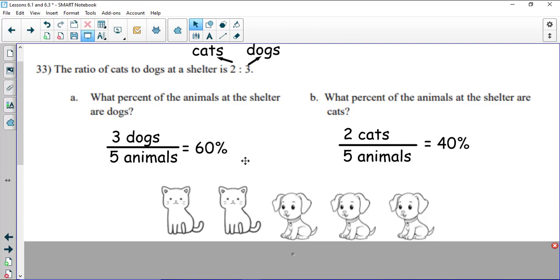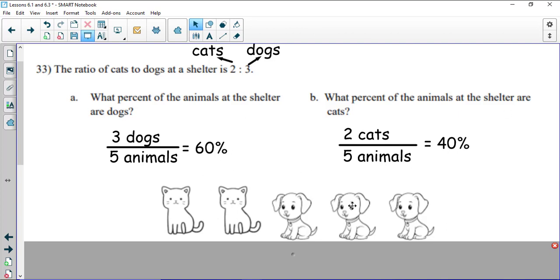Similar question, what percent of the animals at the shelter are cats? As you can see from our visual, we have 2 cats out of 5 total animals. And if you do 2 divided by 5, that's going to get you 0.4, which is 40%. Now, again, you can represent that as a decimal. 2 divided by 5 is 0.4. That's going to equal 40%. We want to make sure to write our final answers as percents.